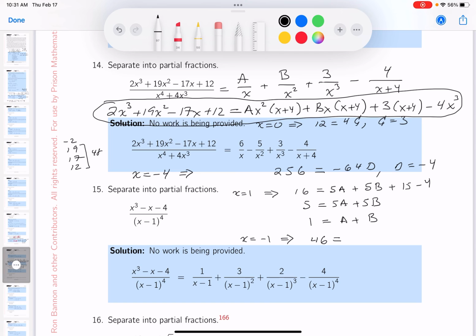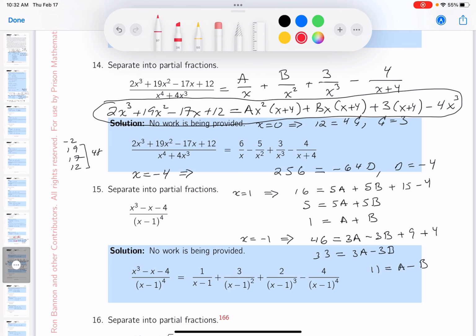Equals, again, we're using minus 1. So what are you going to get? 3A. Again, if I'm choosing minus 1, I'd get 3 times 1, which is 3A. What do you get next? Minus 3B. What do you get next? 9. What do you get next? Plus 4. I got to simplify it. 3A minus 3B. 9 plus 4 is 13. You take 13 from 46, you get 33. I'm going to divide through by 3. You get 11 equals A minus B.